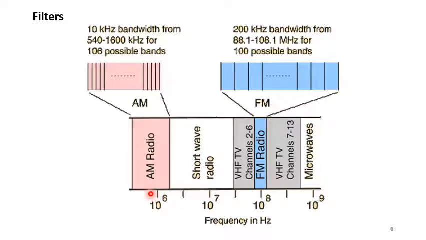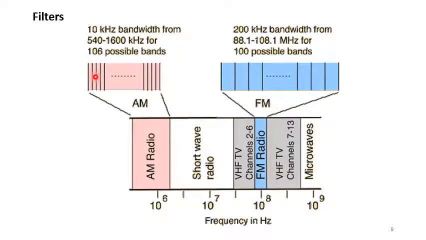So the first here from the left side is the AM radio, amplitude modulated radio. You might have heard it, or you might have also heard news or some programs on it. So it has 106 possible bands or channels, and it is from 540 kilohertz to 1600 kilohertz, and each channel or each band is of 10 kilohertz.